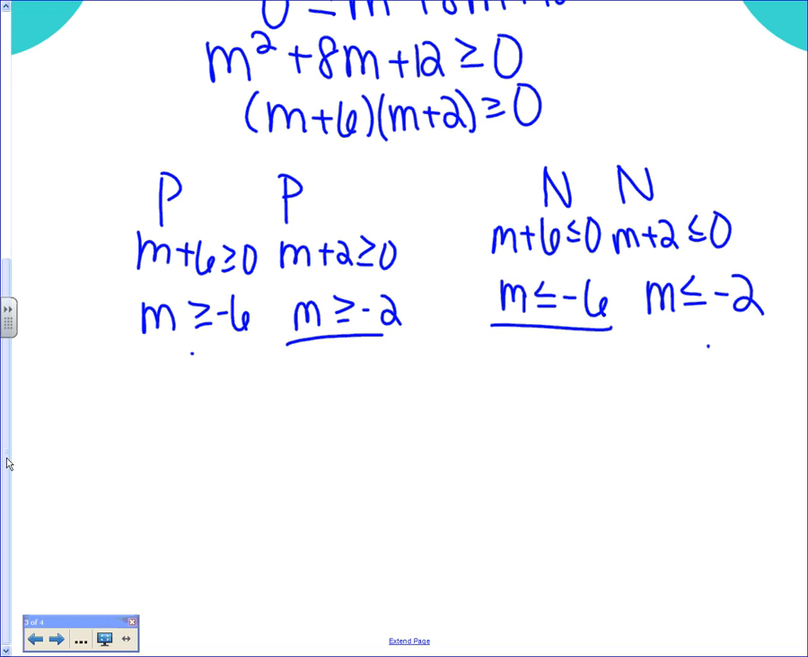So all numbers that are greater than negative 6 are also greater than negative 2. So the numbers that are greater than negative 2 satisfy both conditions on the left. Like if they're greater than negative 2, they are also greater than negative 6. So negative 2 is the one you want to use because it is the better one. Because if it doesn't work for that one, it doesn't make sense. Right. And then over here, all numbers that are less than negative 6 are also less than negative 2. And so negative 6 is the better one to pick over there.